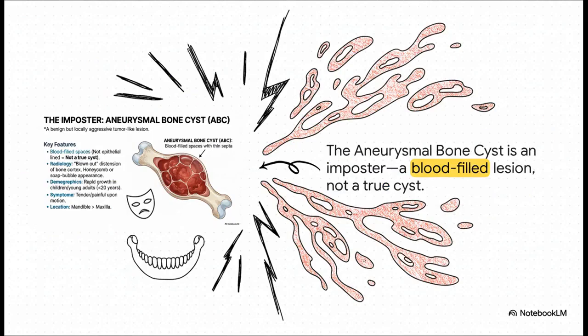And finally, meet the imposter of the group, the aneurysmal bone cyst. Here's the thing. Despite its name, it's not a true cyst. Why? Because it has no epithelial lining. What it is, is a benign but really rapidly growing tumor-like lesion that's just filled with blood. It's known for causing this blown-out look on an X-ray, and you see it most often in patients under 20. It's the perfect example of why you can't always trust a name.